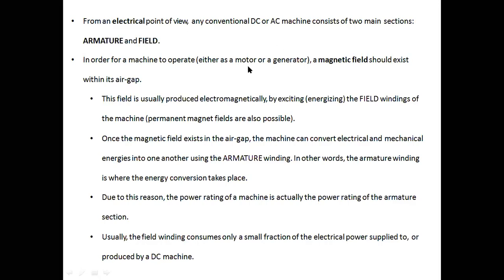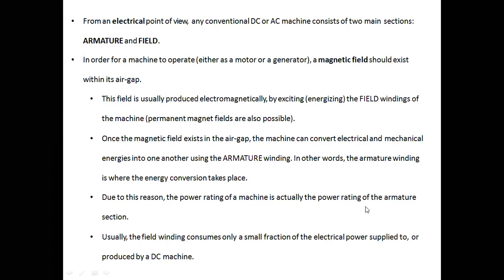There are two types of DC machines, the DC motor and the DC generator. And if you see the construction, both DC motor and DC generator have the same construction diagram. But once the magnetic field exists in that air gap, the machine can convert one form of energy into another by using the armature winding. So here we are doing the energy conversion. But how are we doing the energy conversion? By using the armature winding.